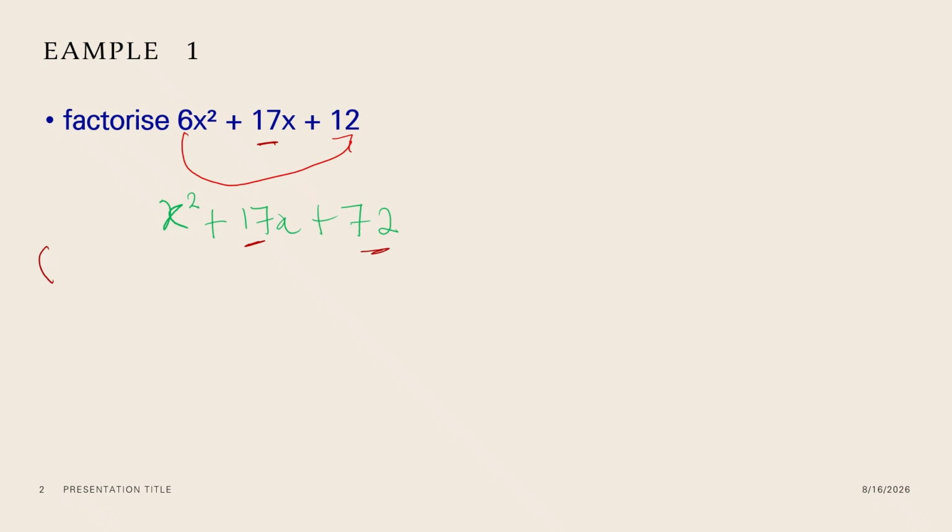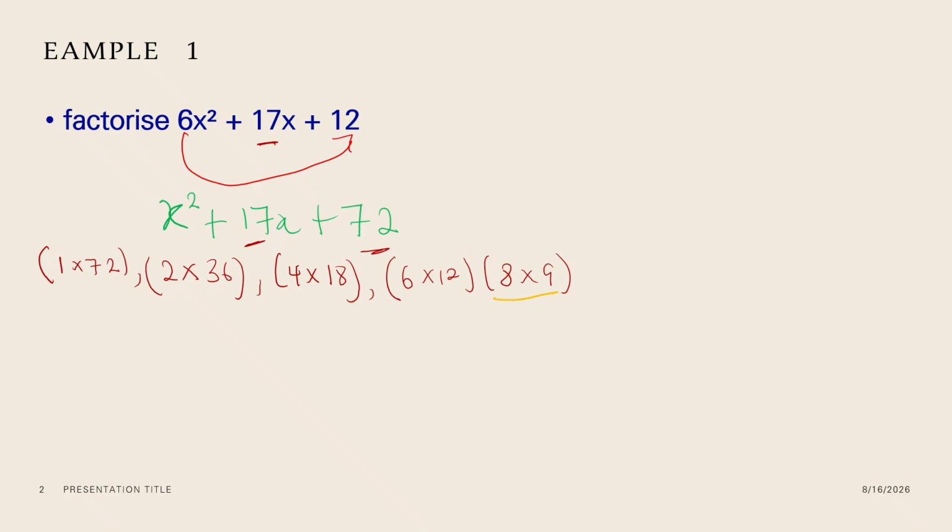So let's start with 1 times 72. We also have another value, 2 times 36. We can also guess another value, 4 times 18. Also have 6 times 12, and finally we also have the value 8 times 9. In this list, the two numbers that will give you the sum to be 17 and the product to be 72 are 8 and 9.